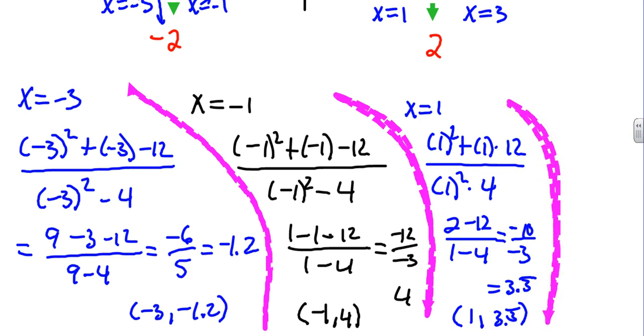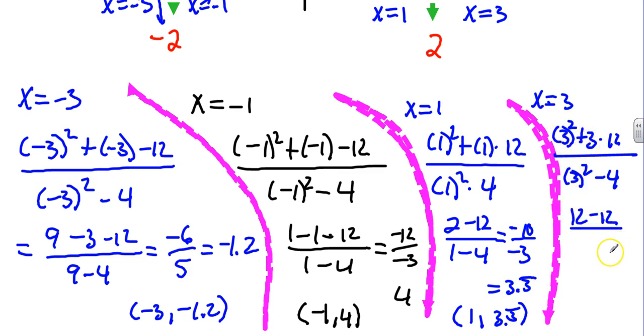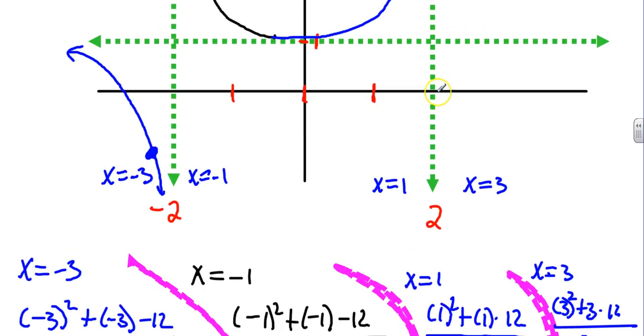And then the last one. x equals 3, which will be the same as here, just change the signs to positive, so that's 3 squared plus 3 minus 12 over 3 squared minus 4. That's 9 plus 3, which is 12 minus 12, which is 0, over 9 minus 4, and it doesn't matter what the denominator is, 0 over anything is just 0. So that would be the point at 3, 0. So 3, 0 is here, so that's going to put us somewhere like this.